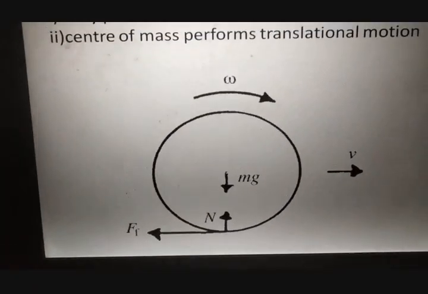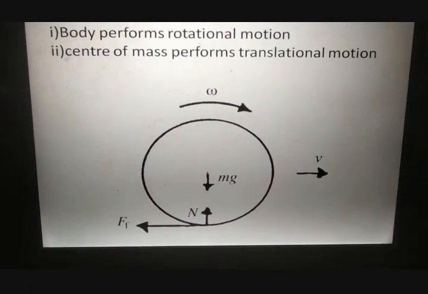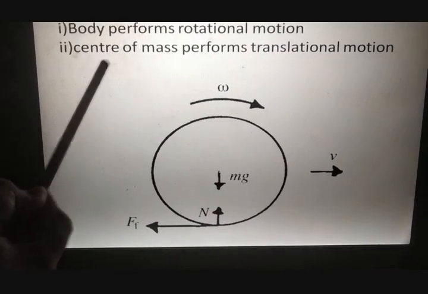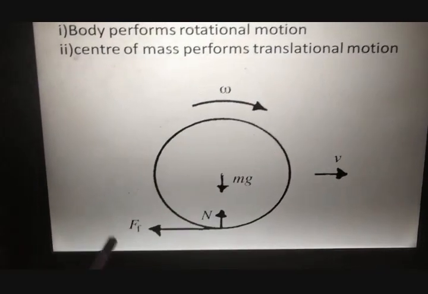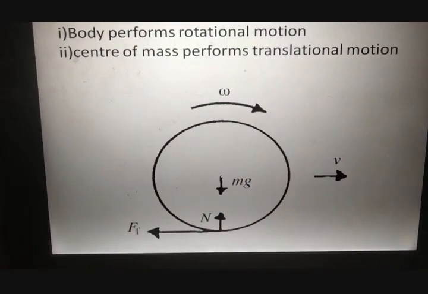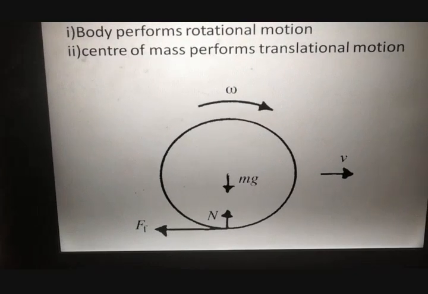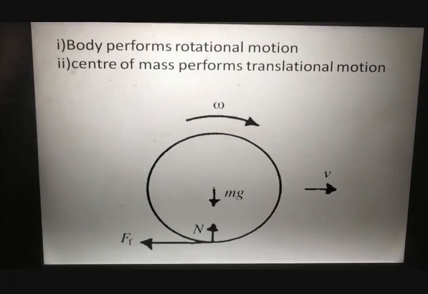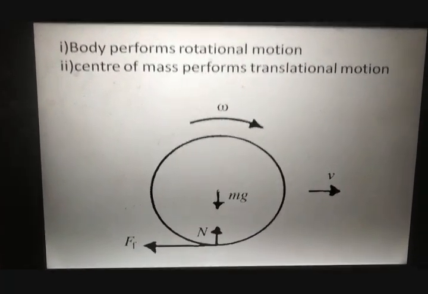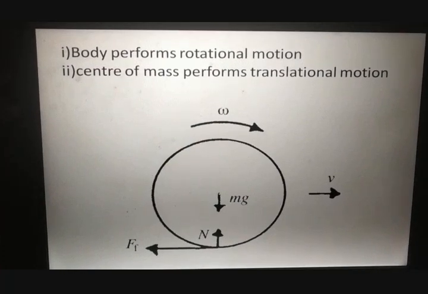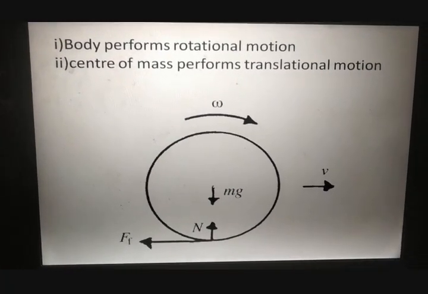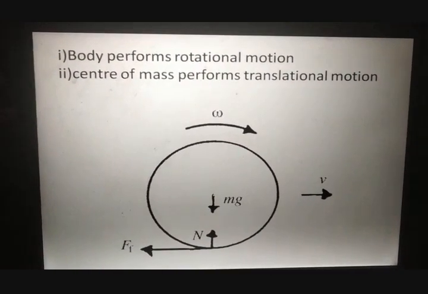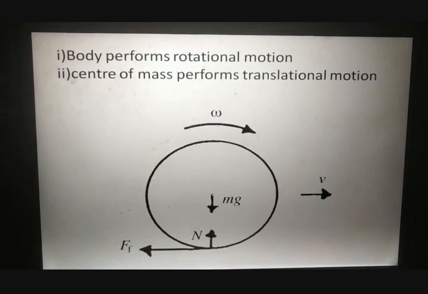So when a body is performing rolling motion, it performs two types of motion. The whole body will perform rotational motion, and only the center of mass will perform the translational motion. Next we have to see the derivation for the energy of the rolling body. As I told you, when any body is rolling, whether on a horizontal surface or an inclined plane, the motion takes place in two ways. One is rotational, the other is translational.